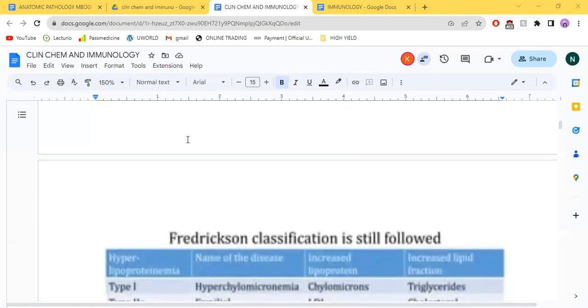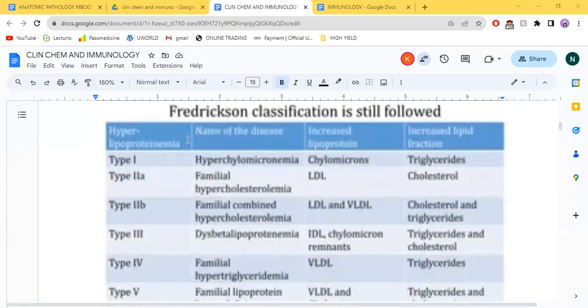So here we've seen the types of the hypercholesterolemias. Here they had said classifying the hypercholesterolemia and management. So what are some of the managements of hypercholesterolemia?